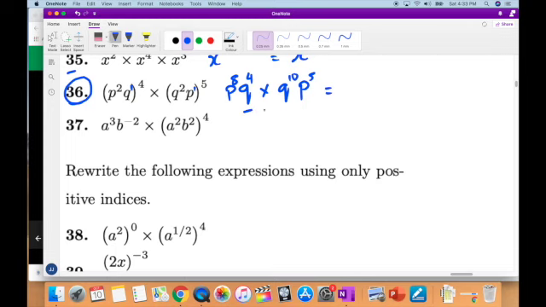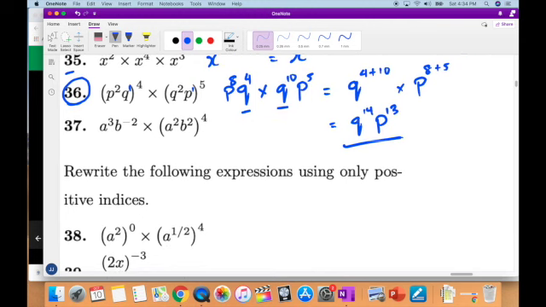You can only add the like bases. So I can add the q's. So that is q to the power of 4 plus 10, and then that is being multiplied by p to the power of 8 plus 5. So that is q to the 14 times p to the, where's 5 and 8? 13. Right, and this is the answer. Caitlin, how do you feel about this? Okay. Alright, Shazay, how do you feel about this? You understand? Yeah. Alright, well, if you understand, Shazay, give me the next one.